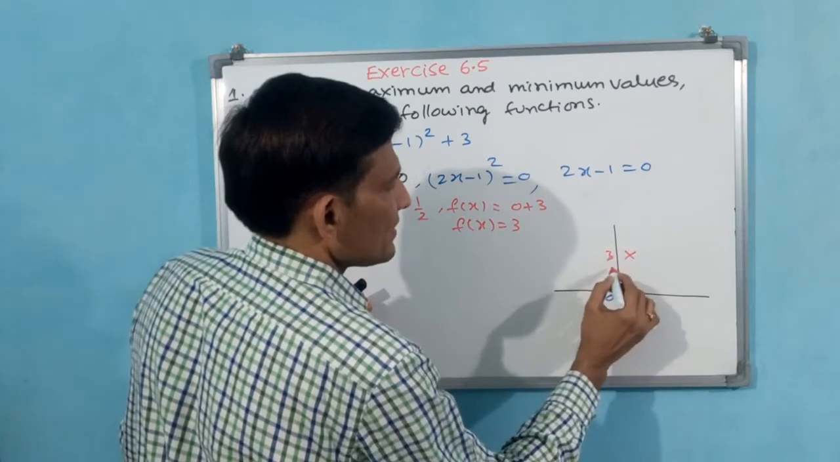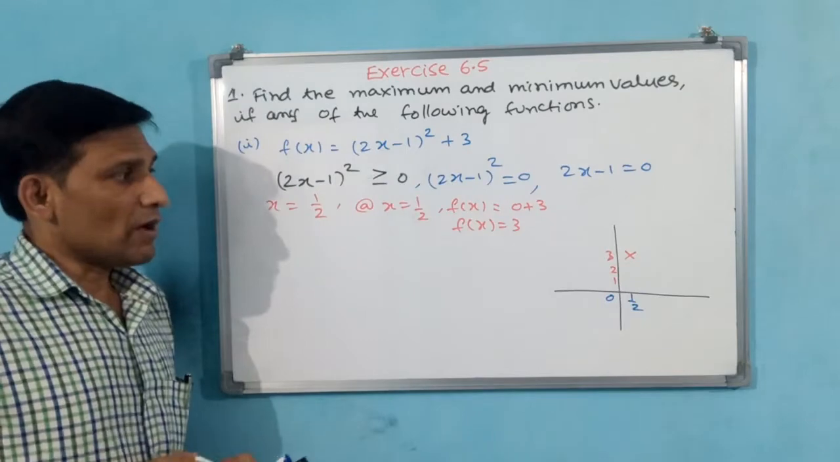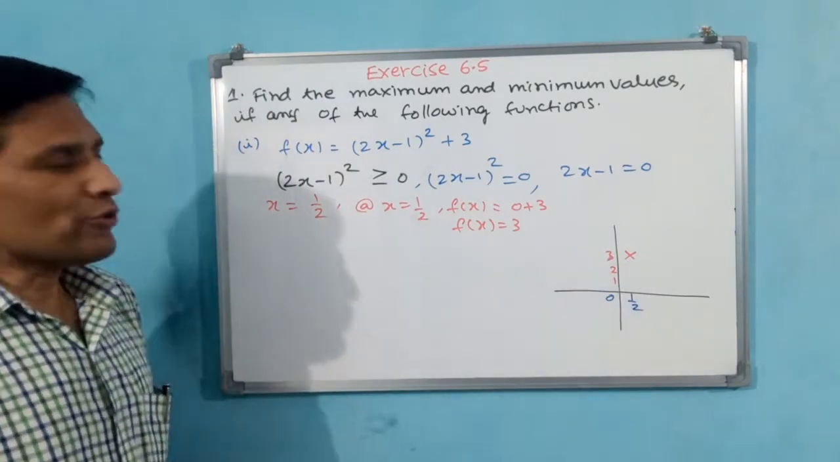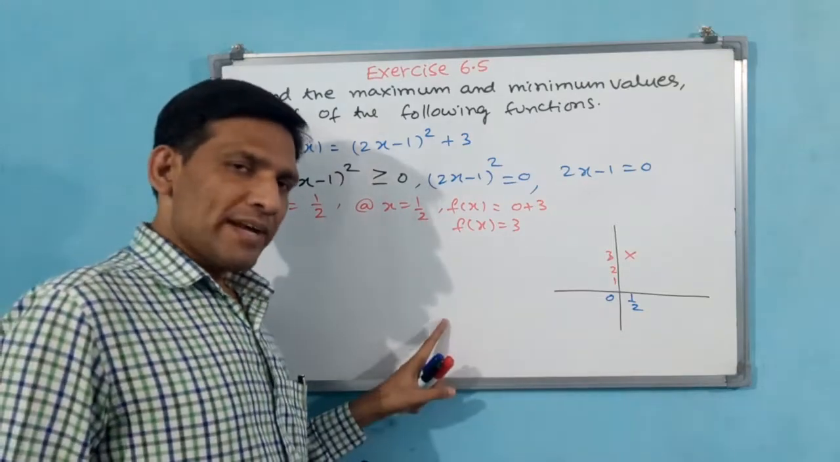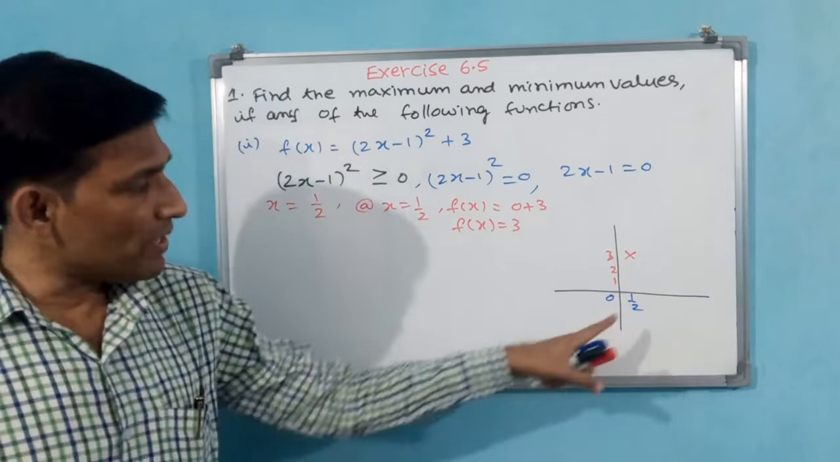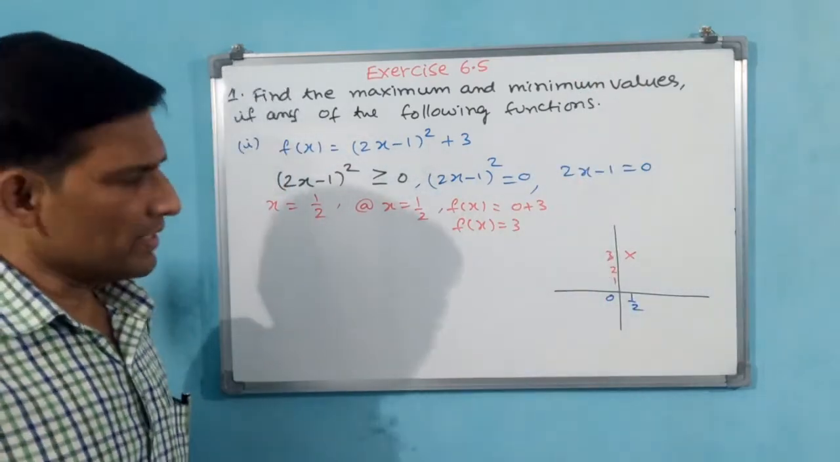3, 2, 1. This is 0. Okay. Now 1 point you have got at 1 by 2. Now you see, I am going to take 2 points on the left side and 2 points on the right side. Or else I will take 1 point on the left side and 1 point on the right side. Left side means negative side. Right side means positive side. Like that we will take.